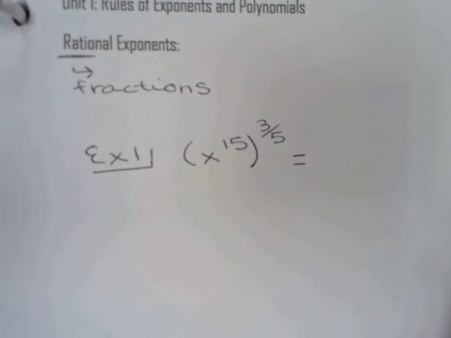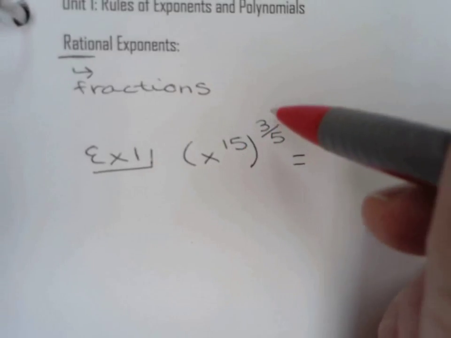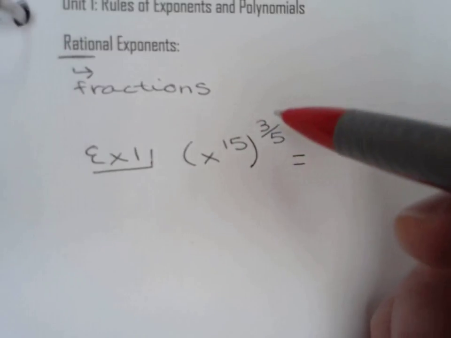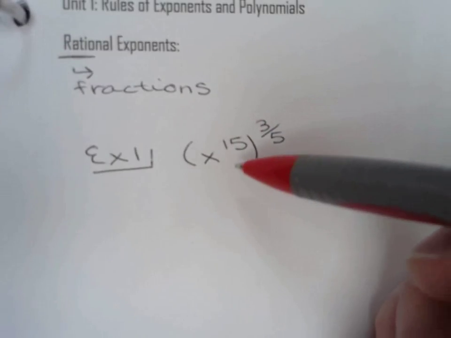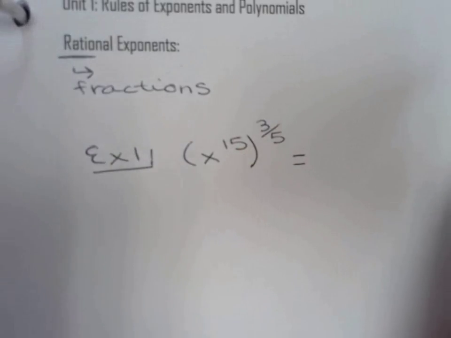Okay, so as I look at example 1, I have x to the 15th to the 3/5 power. I have an exponent that is a fraction, so this would be considered a rational exponent. So to simplify this, I have 15 to the 3/5 power. So what do I do with 15 and 3/5? Just talked about on the warm-up.